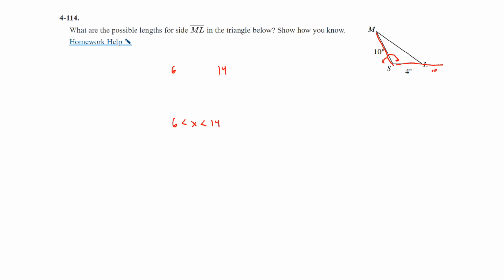So 6 and 14 would just make a line, so we have to go greater than 6 or less than 14, and then this would also be in inches, so let's make sure we label that as well. And this is side x that we're talking about.